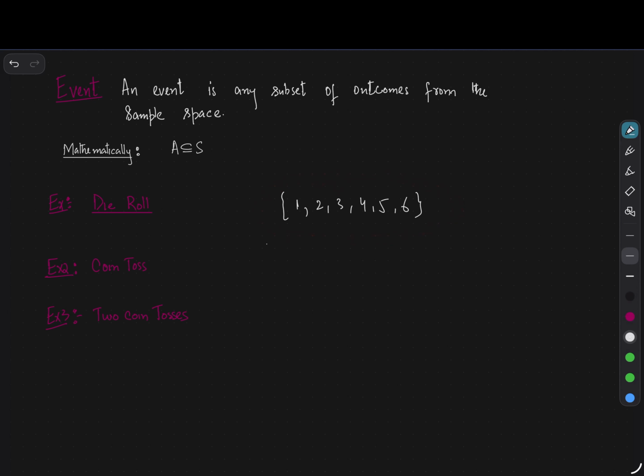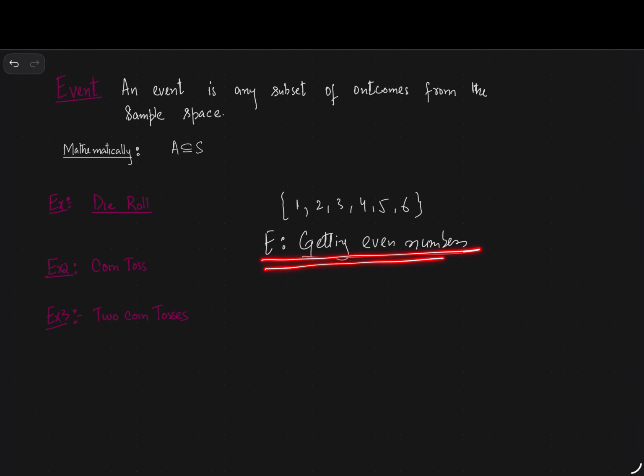We can define an event here like this. Event E: getting even numbers. So what do I mean by this? For example, if we roll a die and the outcome is an even number, we can say that event E has happened, because event E is defined as getting even numbers as a result of rolling a die. So event E will happen when we get a 2 or a 4 or a 6. So we can write event E as {2, 4, 6}. As you can see, this set is a subset of the sample space. So this satisfies the definition: an event is any subset of outcomes from the sample space. Or we can define an event like getting a 6. So whenever we roll a die, if the outcome is 6, then we say that event has happened.